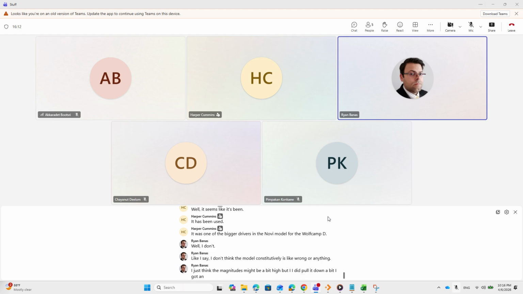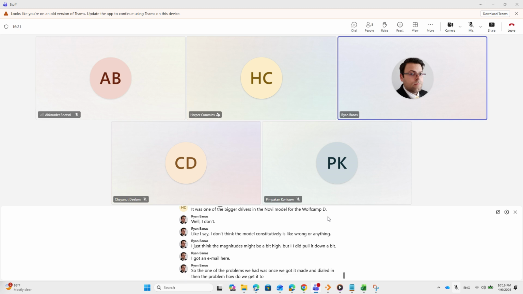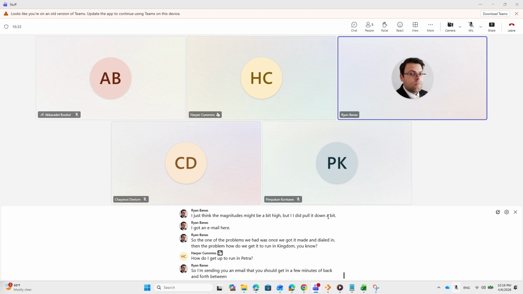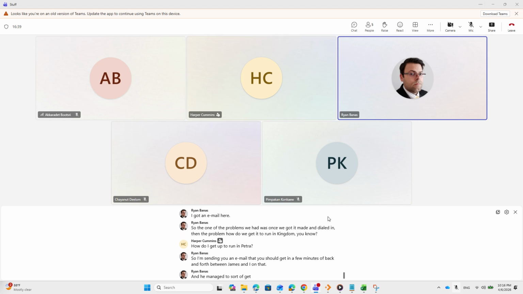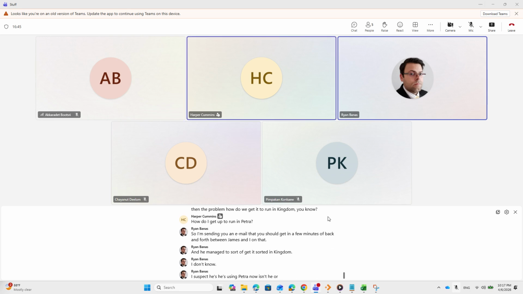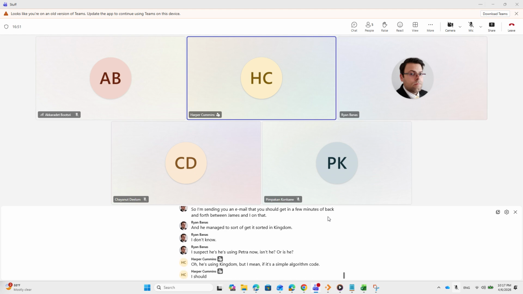I got an email here. So one of the problems we had was, once we got it made and dialed in, how do we get it to run in Kingdom? Well, yeah, because how do I get it to run in Petra? So I'm sending you an email, which you should get in a few minutes, of back and forth between James and I on that. And he managed to get it sorted in Kingdom. I suspect he's using Petra now, isn't he? No, he's using Kingdom, but if it's a simple algorithm code, I should be able to run it in Petra.